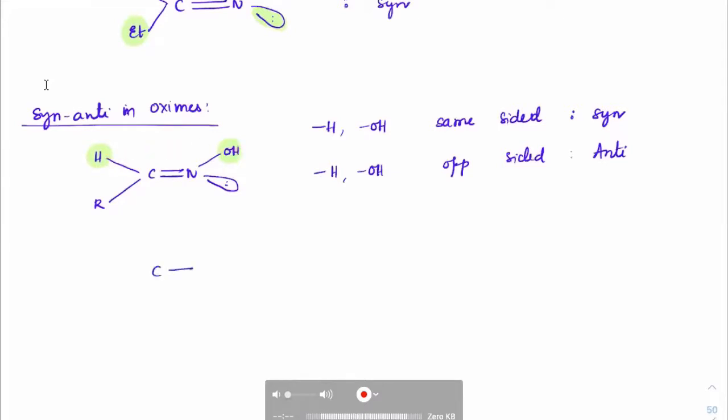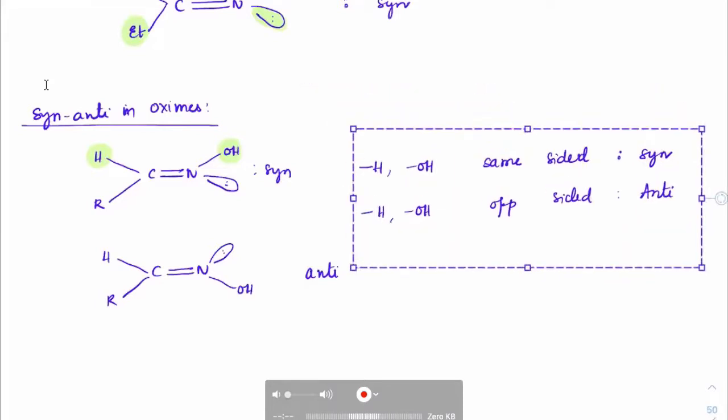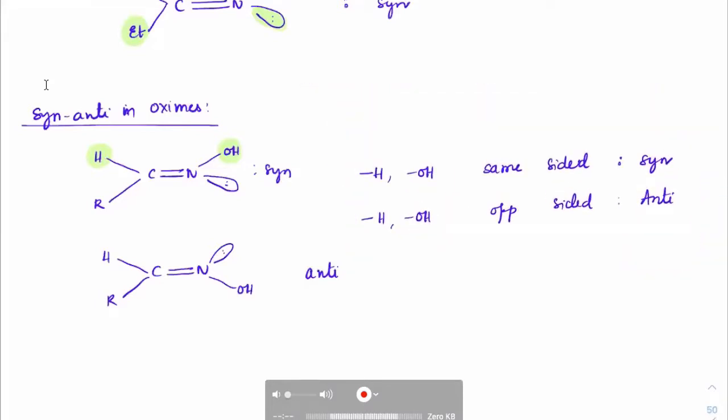Now here if we check C double bond N, lone pair, OH here, H here and R here. Now here you can see H and OH are on opposite sides. So what do we call it? Anti. And here it is syn. I think all of you understood which is syn and which is anti in this case.